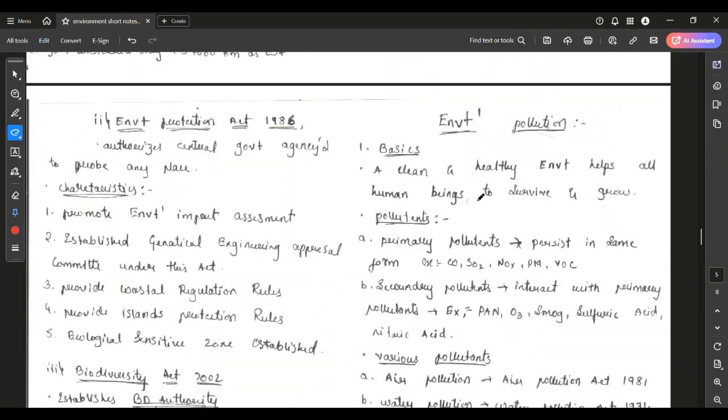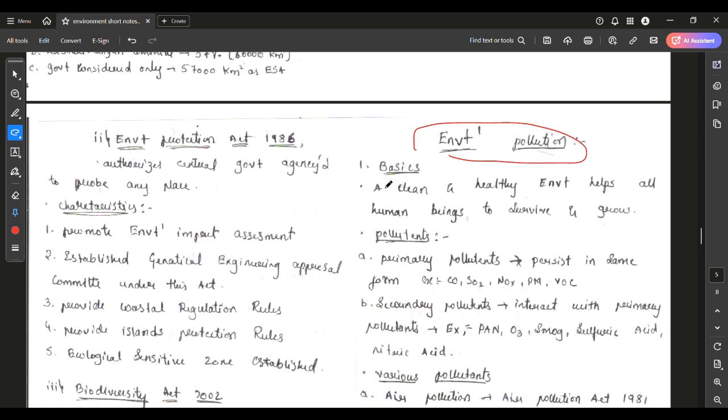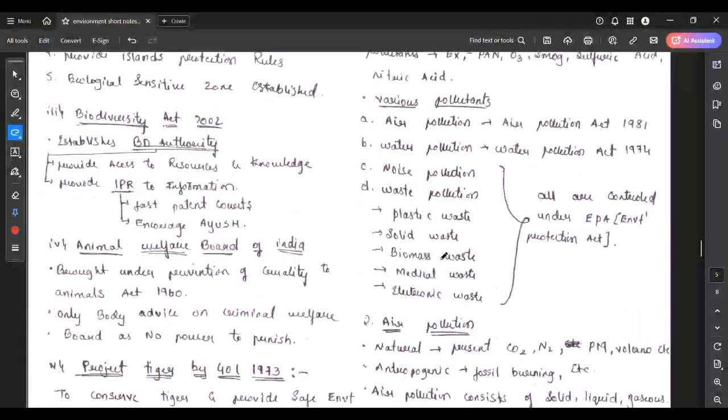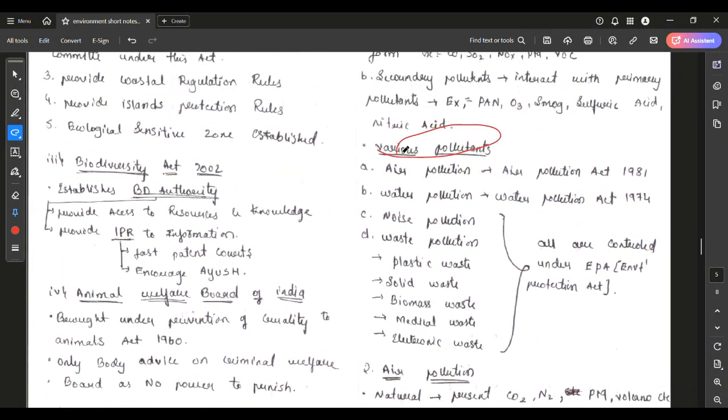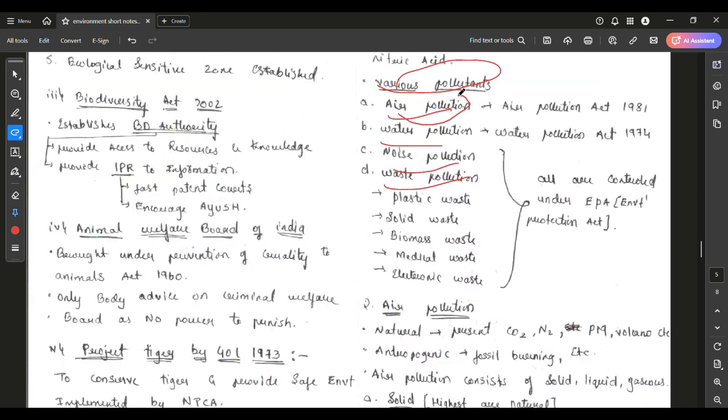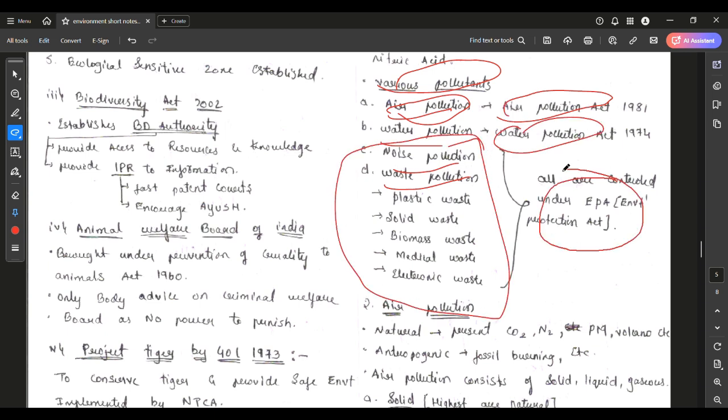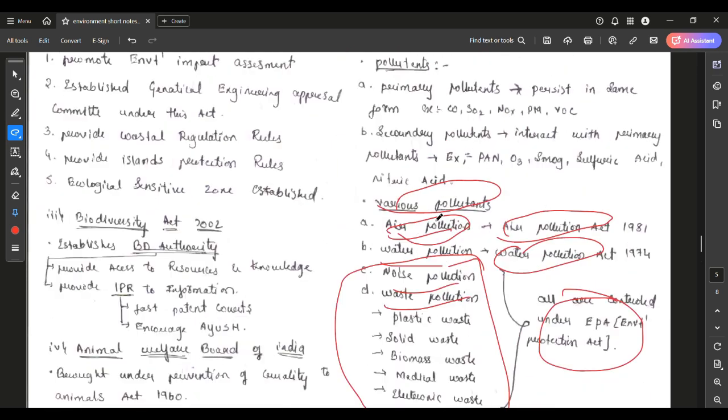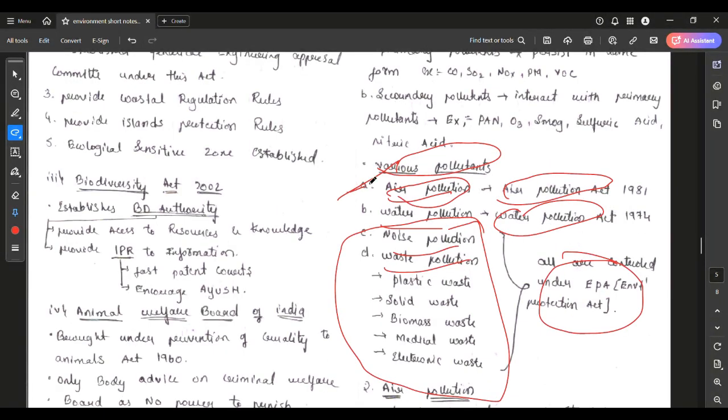You can see here the environmental pollution. I just provided some basics here. You can see the various pollutants such as air pollution, water pollution, noise pollution, and waste pollution. We have the Air Pollution Act and the Water Pollution Act. The other pollutants are regulated under the Environmental Protection Act. These are very important. You can see the previous year examination question papers also. There, these questions are directly asked.